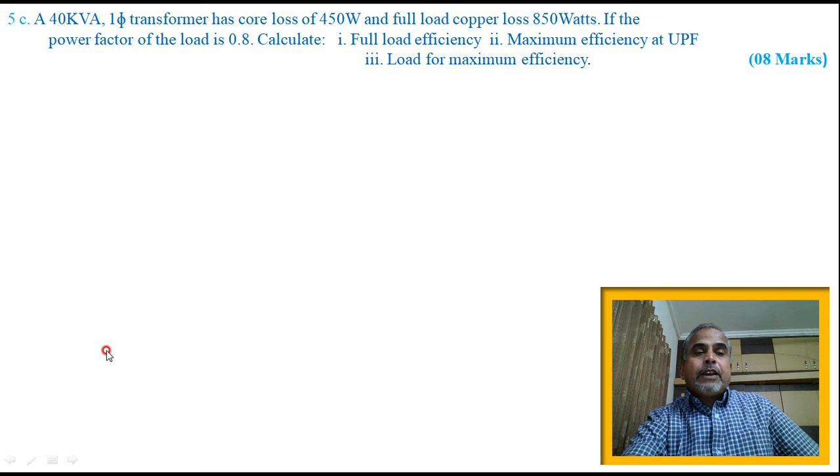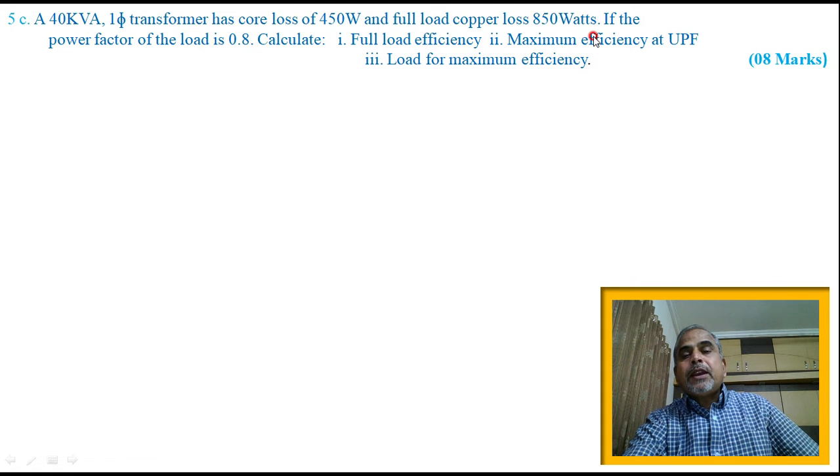Then 5C asks a numerical on transformer efficiency. What he asked is: a 40 kVA single phase transformer has a core loss of 450 watts and full load copper loss of 850 watts. If the power factor of the load is 0.8, calculate the full load efficiency, the maximum efficiency at unity power factor, and the load for maximum efficiency. These are the things he asked for the transformer.